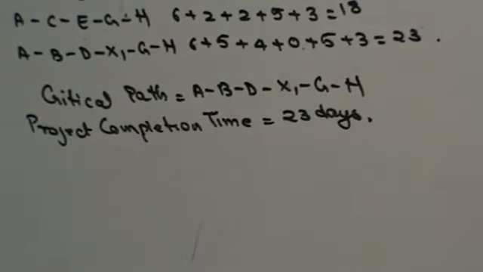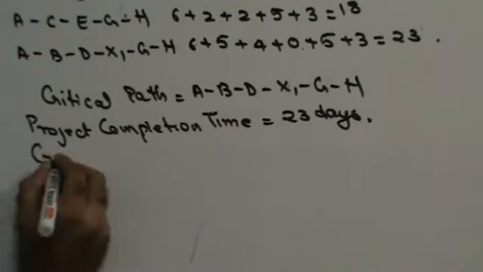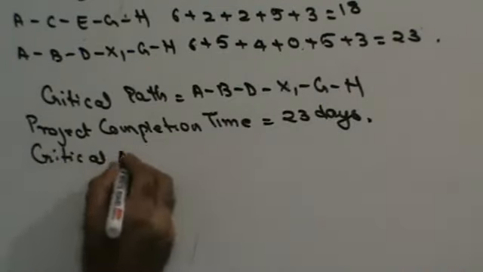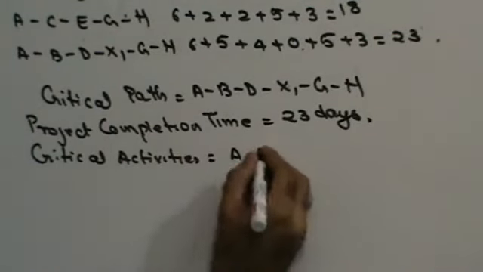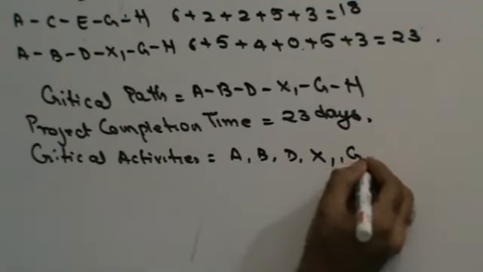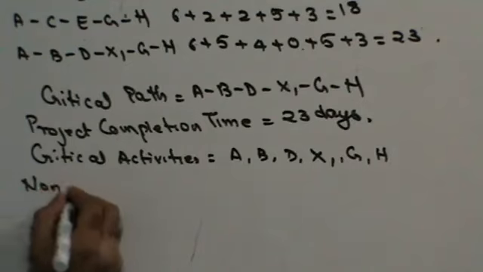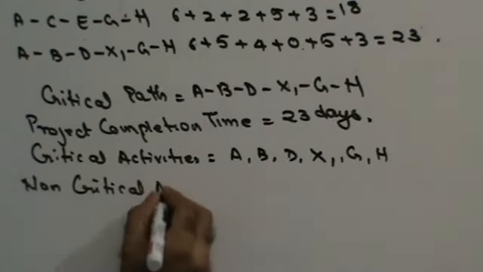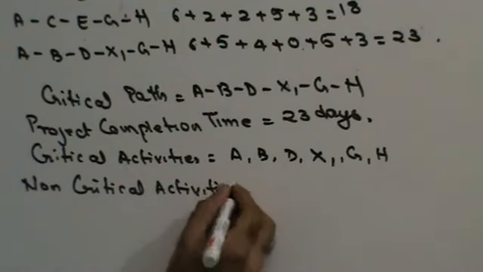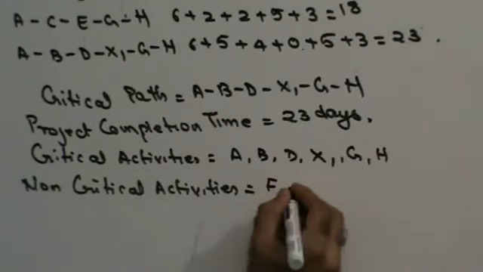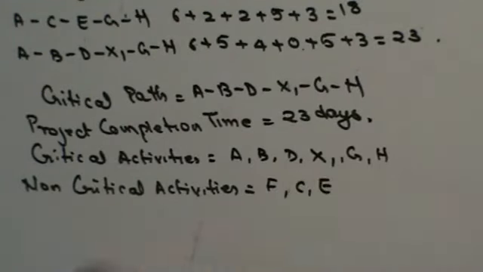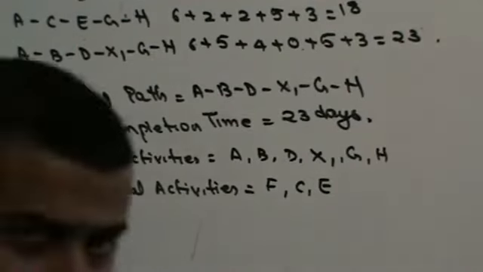Fine. Critical activities here. Critical activities are going to be A, B, D, X1, G and H. Non-critical activities are going to be F, C and E. Right? Those are my non-critical activities. Right? Next, let's see another sum, guys.